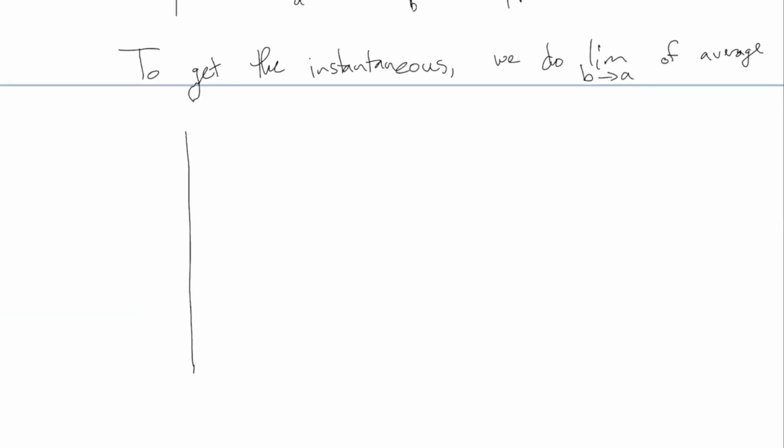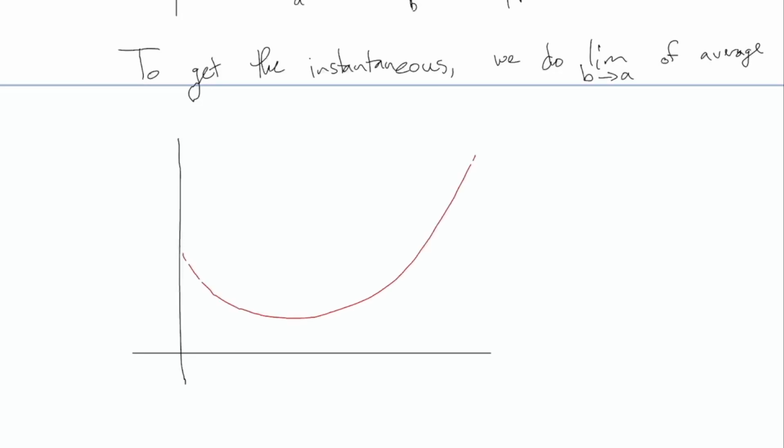I'm going to draw what the picture would look like in that case. I'll try to draw the same picture, only this time a and b are going to be very, very close together, right next to each other. Let's say the a is here and the b is here, right next to it.